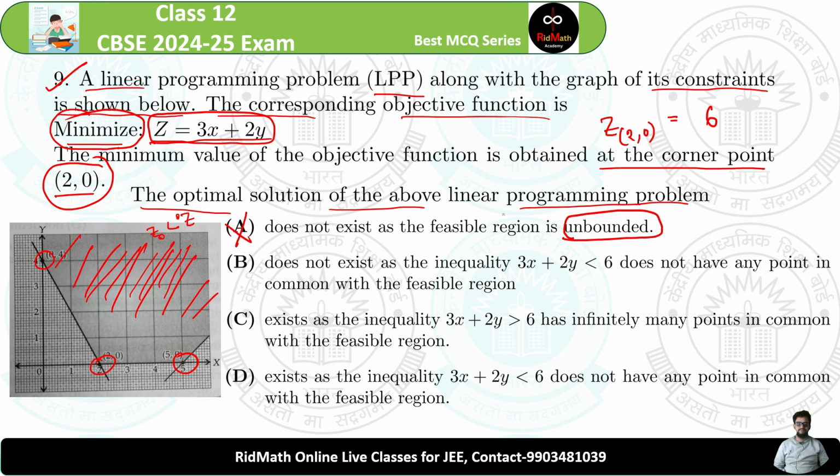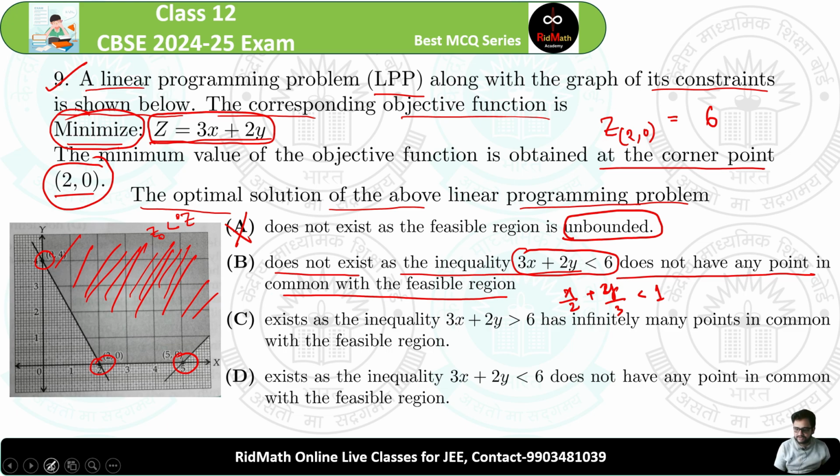Option B: the optimal solution does not exist as the inequality does not have any point in common with the feasible region. This is the line 3x plus 2y less than 6, that means x by 2 plus y by 3 is less than 1. So this is the line, with points 0, 3 and 2, 0. So this line is 3x plus 2y less than 6.